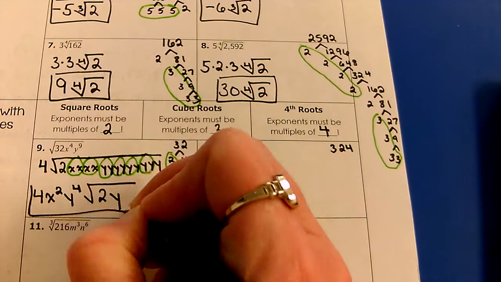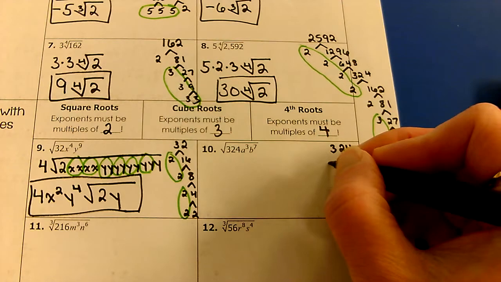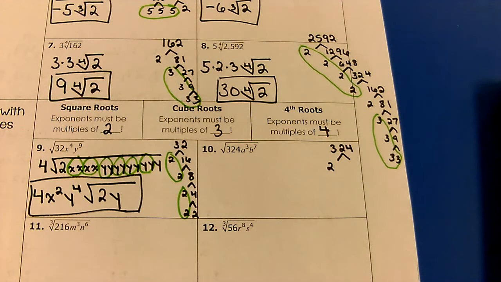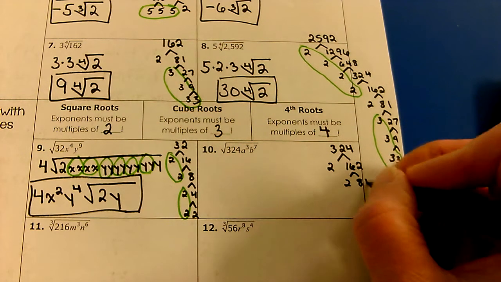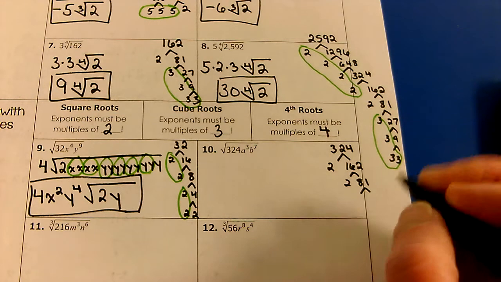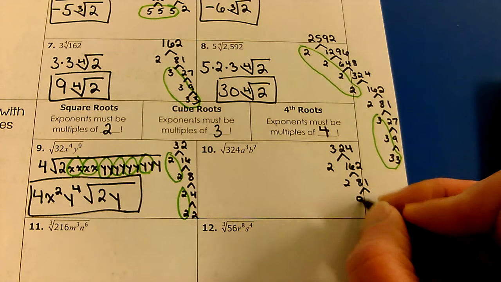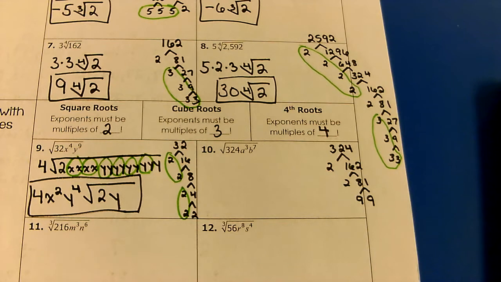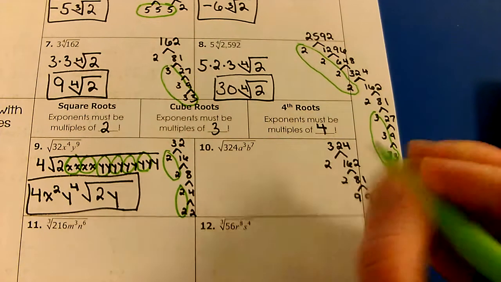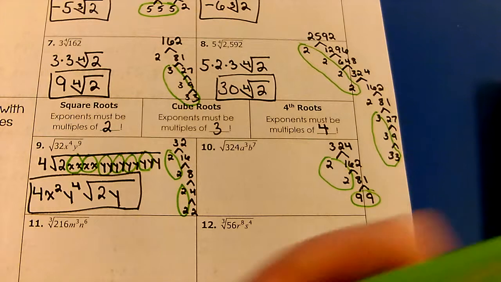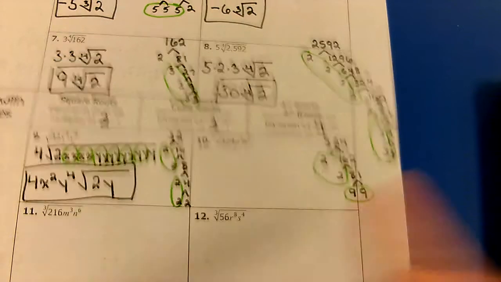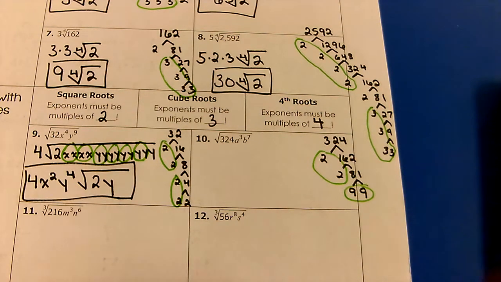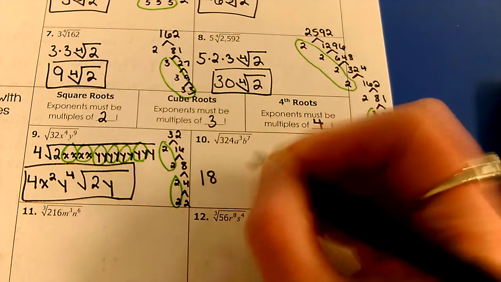324 is 2 times 162, 2 times 81. Hey, I'm going to do something interesting here. I know 81 is 9 times 9. That's a pair. I don't need to keep breaking it down. I already found a pair. Cool. Actually, both of those were pairs. So I'm going to get to pull out a 2 and a 9 and have no numbers left in. Coolness. That's an 18.